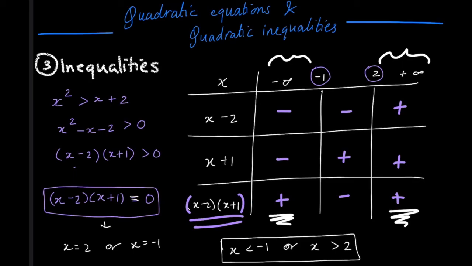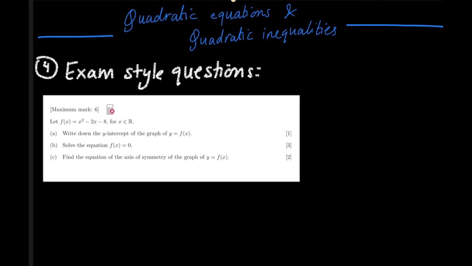We will look at a few examples of IB style questions related to the topics that we just covered. Okay, so let's look at this first question. Let's solve it. It's a pretty easy question. Part A is to write down the y-intercept of this. Really simple. It's obviously -8.